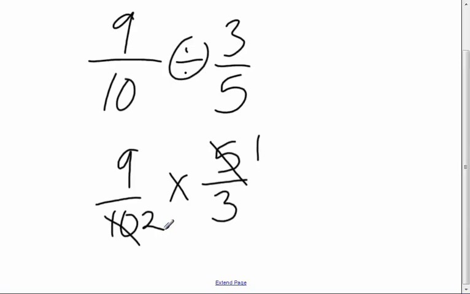You can cross cancel 3 and 9. 3 and 9, there's a number that goes into all 3 and 9? Yeah. What number is that? 3. How many 3s are in 3? 1. And how many 3s are in 9? There's 3. Okay, so let's multiply it out.